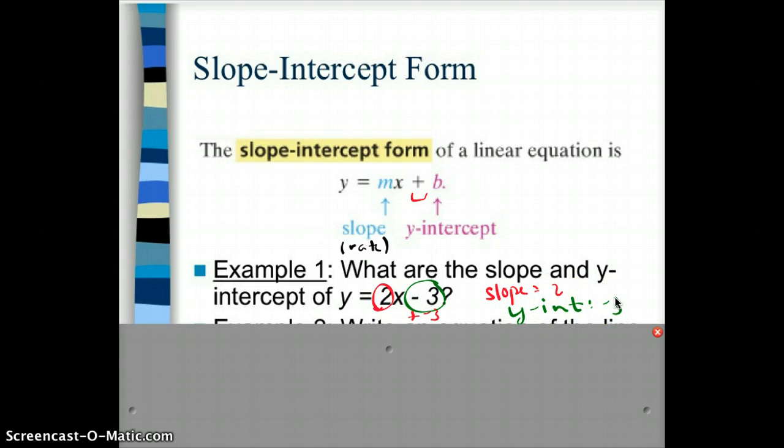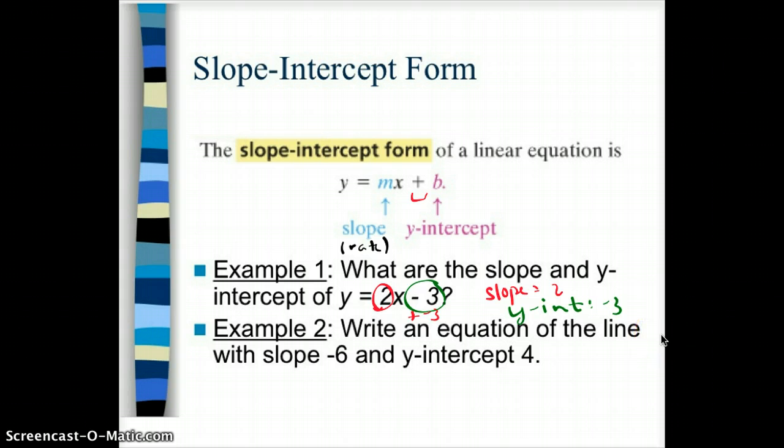Okay. I want you to try to do this next problem on your own. Can you write an equation of a line if it has a slope of negative 6 and a y-intercept of 4? Okay, try that without me. Pause it. You should come up with something like this. Y equals slope times x, so slope is negative 6, x plus y-intercept, which is 4. Equation: y equals negative 6x plus 4. It's in slope-intercept form. It's an equation for that line.